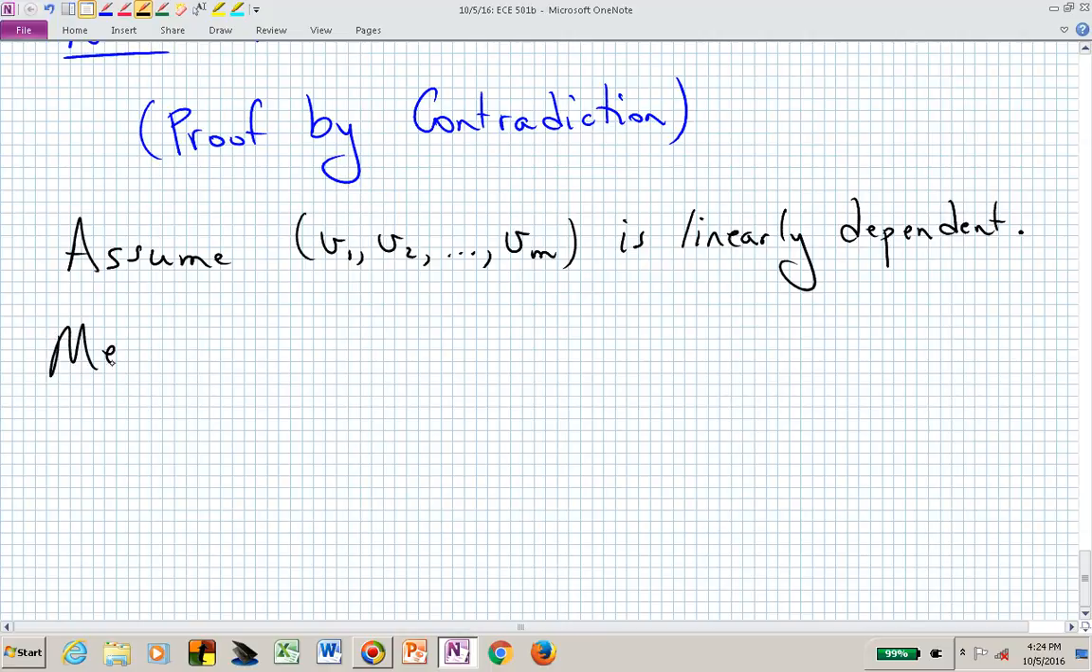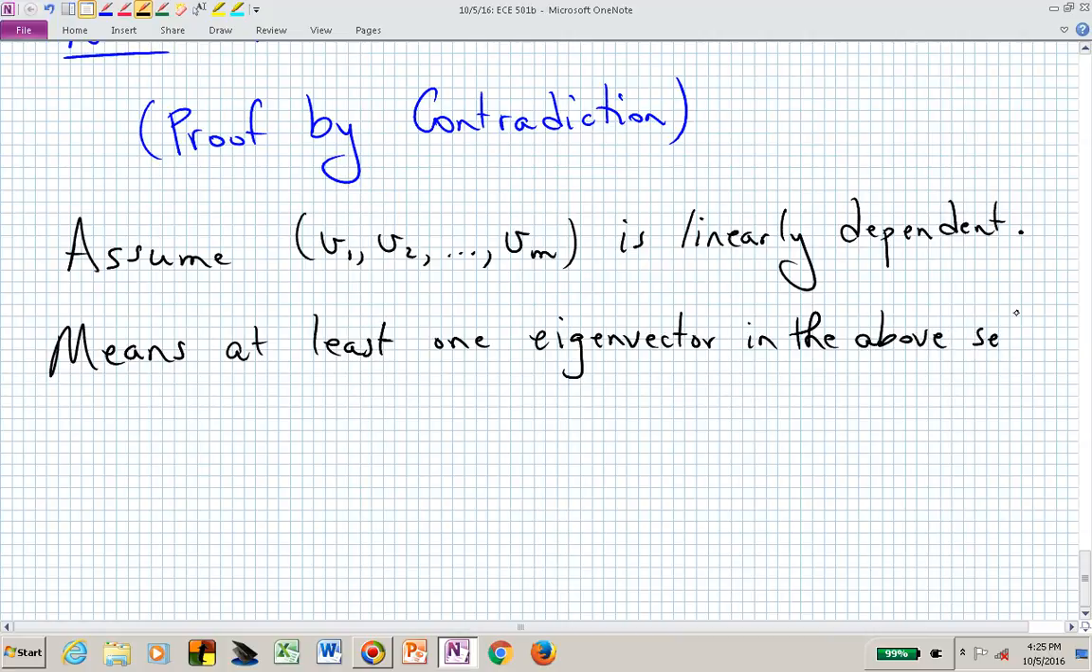So one way to interpret this is to say that this means at least one eigenvector in the above set. You could say, well, you didn't say it was in that set. So here, one of the m eigenvectors, v1 through v sub m, means at least one eigenvector in the above set is in the span of the others.